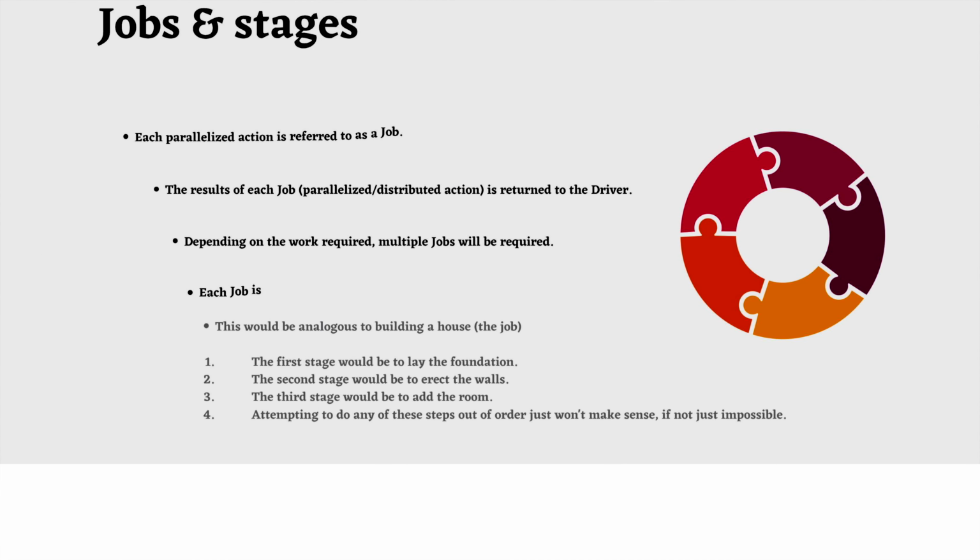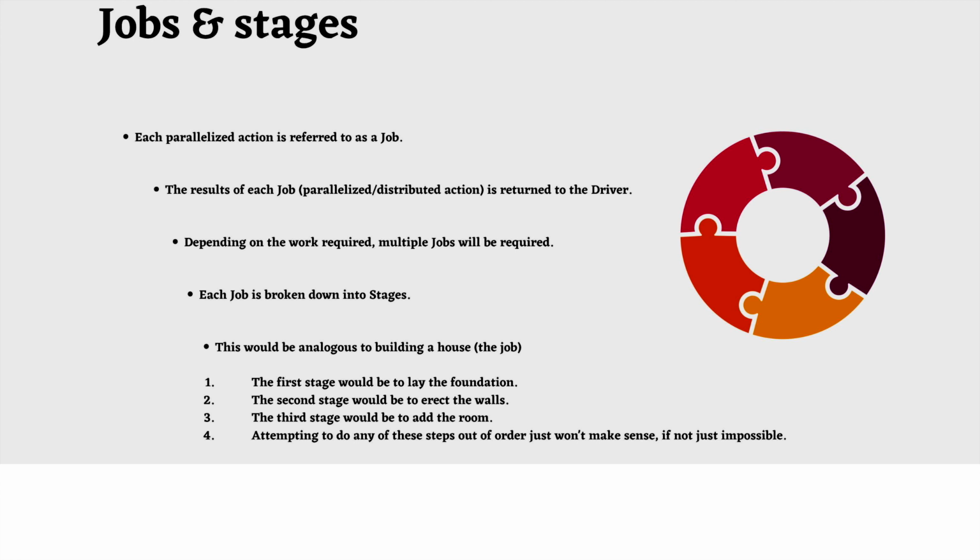Now, if we talk about jobs and stages, there are certain points that you should note. For example, each parallelized action is referred to as a job. The results of each job are returned to the driver, and depending on the work required, multiple jobs will be executed. Each job is broken down into several stages, and this would be analogous to building a house.